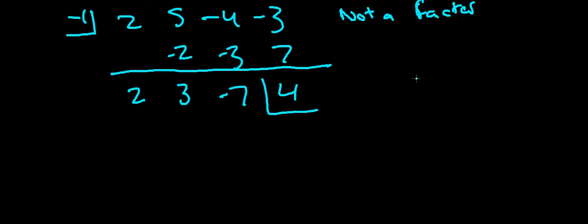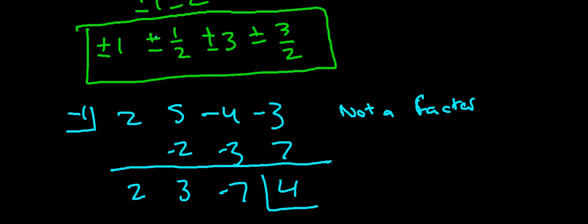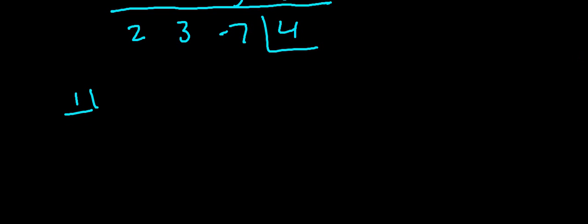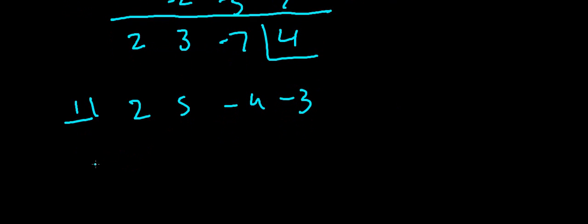So let's try 1 now. We still have 2, 5, -4, and -3. Let me move down a little bit so we do not get confused. Now we're trying 1, because we have to try plus and minus 1, plus and minus 1/2, plus and minus 3, plus and minus 3/2. But we only really need to find one, because then we can divide out and use the quadratic formula. So let's begin our synthetic division.